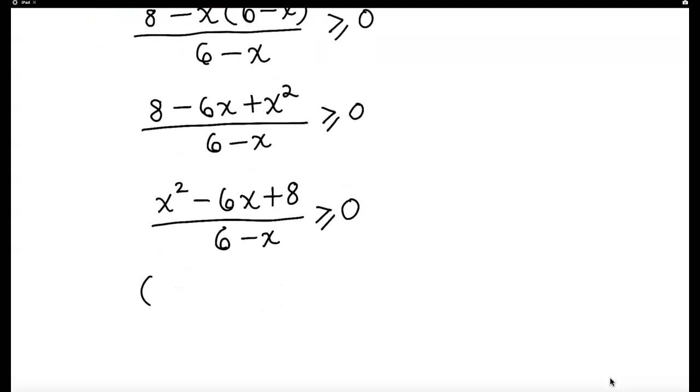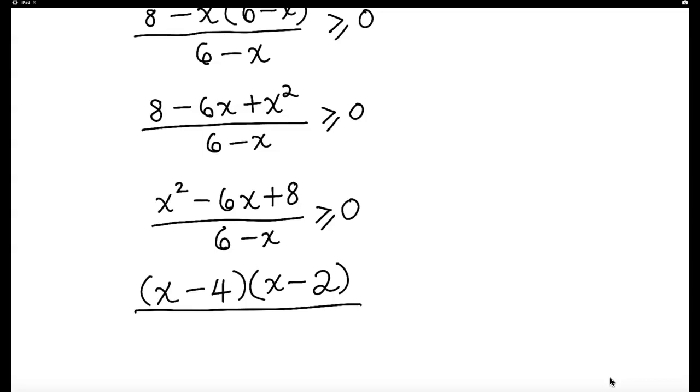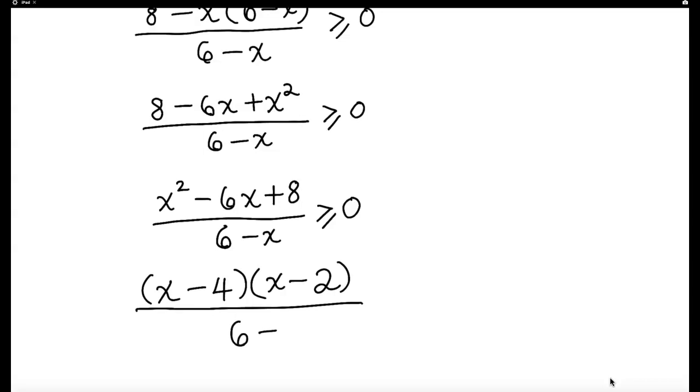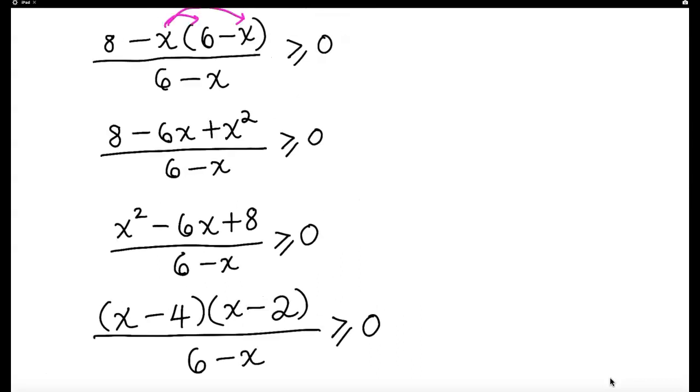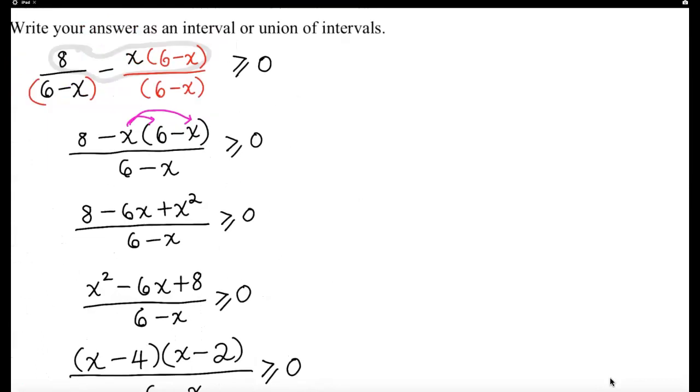I can factor this numerator as x minus 4 times x minus 2, since negative 4 times negative 2 is positive 8, and they add up to negative 6. So that's perfect. And I'm going to copy down the original denominator. So this is great. We got it simplified all the way. I was trying to see if anything on the numerator and the denominator cancels out, but they don't. So this is done. Now we're going to find the zeros of the numerator and the denominator, okay?